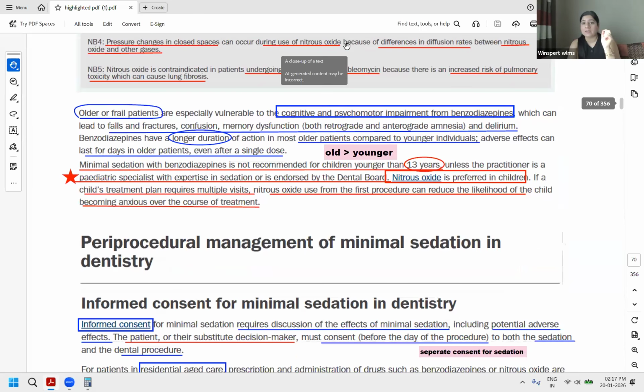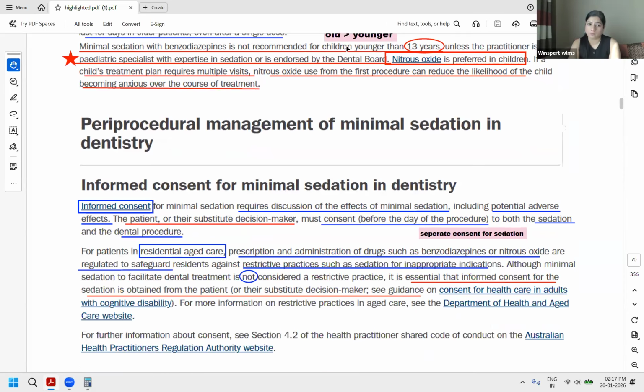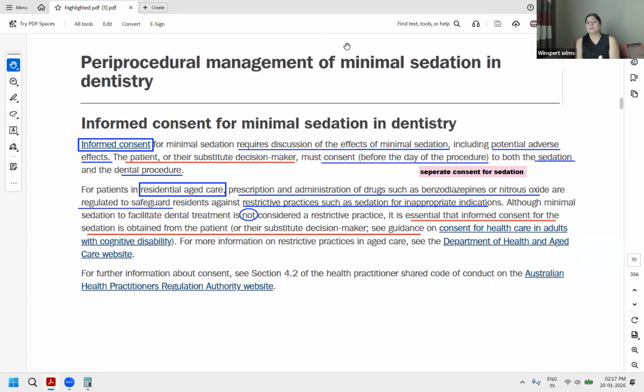That's how you will select your case in exam, which agent you're choosing as per the provided history. And obtaining the consent is extremely important a day before the procedure, not on the day. This is an actual exam question. It has to be obtained before the day of the procedure, not on the day of the procedure, so the arrangements can be made. All right, and no problem with the residential care patients also. For dental treatments, both the BZDs as well as nitrous are allowed.